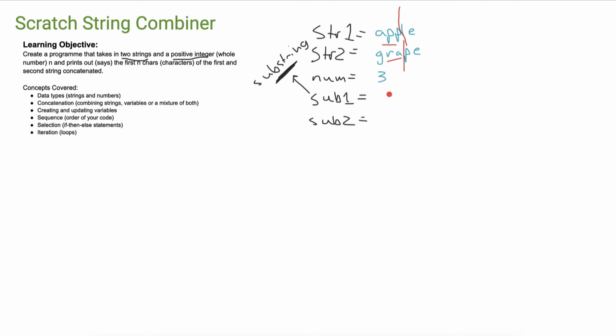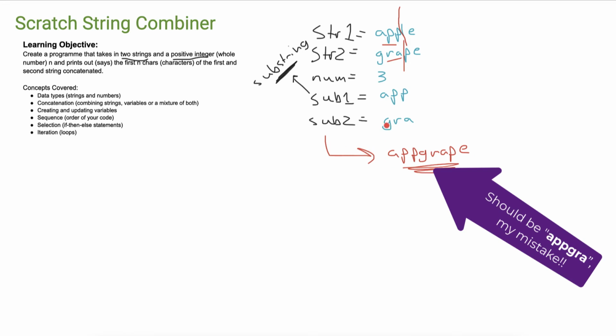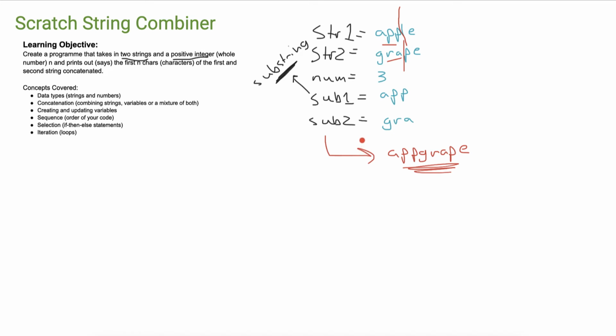So that means that sub1 would be, I'll change that back, sub1 will be app, A-P-P, those are the first 3 letters. And sub2 will be G-R-A. And then what should come out, what should actually print out, or the sprite will actually say, is appgra with no spaces. It should look something like that. So that is what we want our program to do in a nutshell.